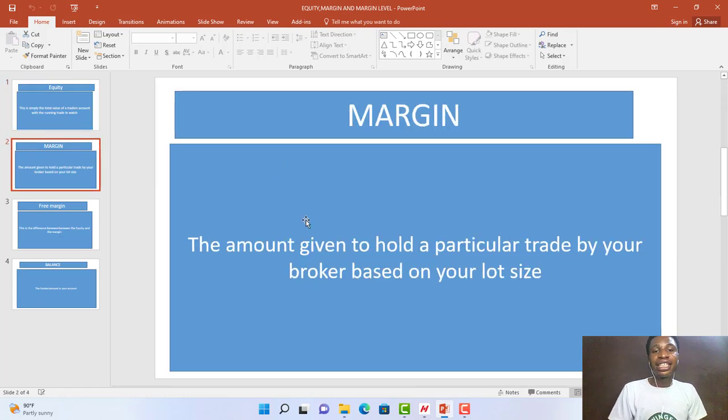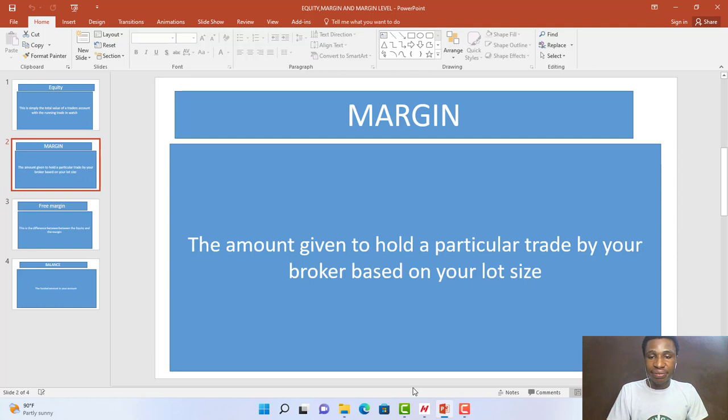Now what is this margin? The margin is the amount given to hold a particular trade by your broker based on your lot size. If you are getting something from a shop, you have a contract to get a particular stuff, and they ask you how much is needed totally to hold this particular contract. The amount needed to hold that contract is known as margin in the forex market.